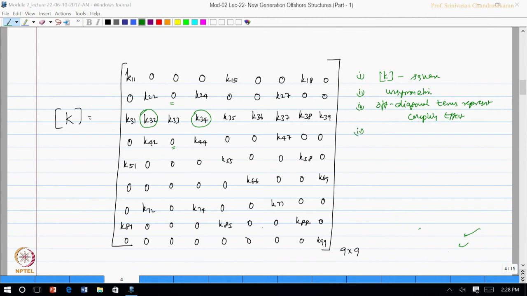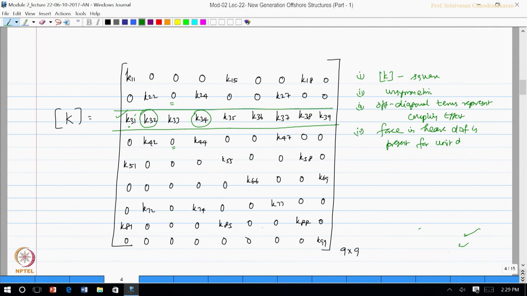Further, you can see that the heave is present through and through. So, this coefficient exactly means the force in the heave direction by giving unit displacement in the surge direction, that is the meaning of K31. Similarly, the meaning of K32, K33 and so on can be established, which shows that force in the heave degree of freedom is present for unit displacement in all degrees of freedom. So, by this logic we can also say that heave is strongly coupled with other degrees of freedom.